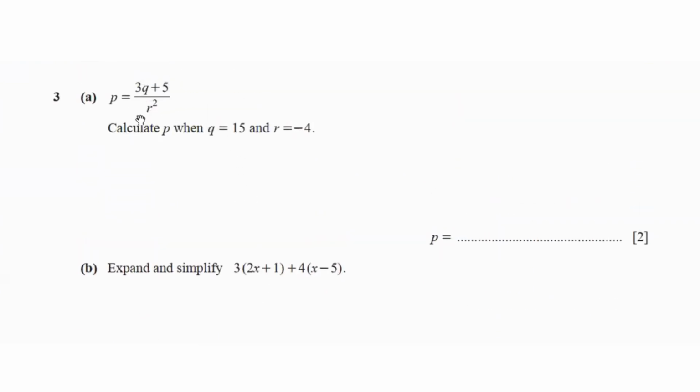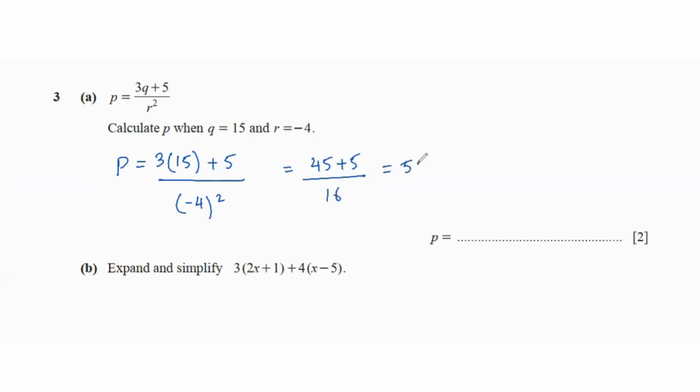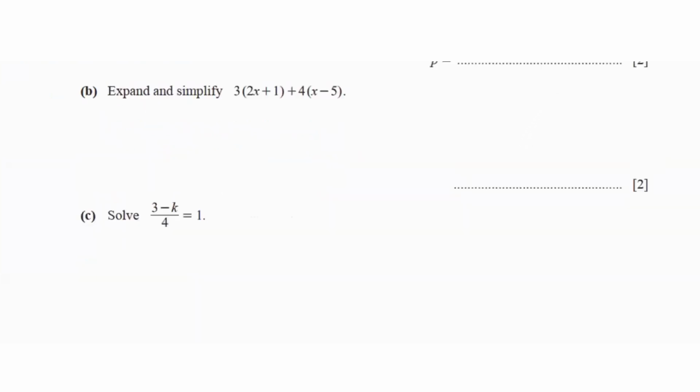Then question 3 says P equals 3Q plus 5 over R squared. Calculate P when Q equals 15 and R equals -4. So we're going to do P equals 3 times 15 plus 5 over (-4) whole squared. That's going to be 45 plus 5 over 16. That's 50 over 16. And if we divide 50 by 16, that's 3.125.